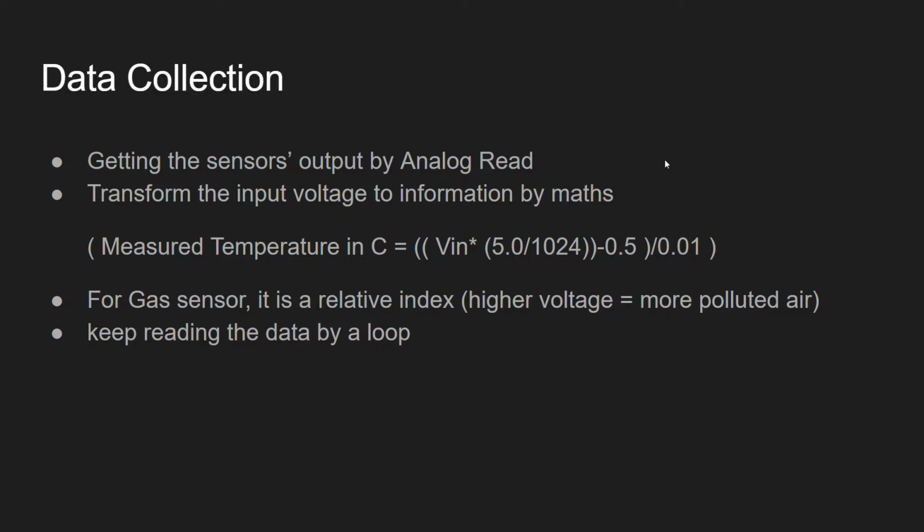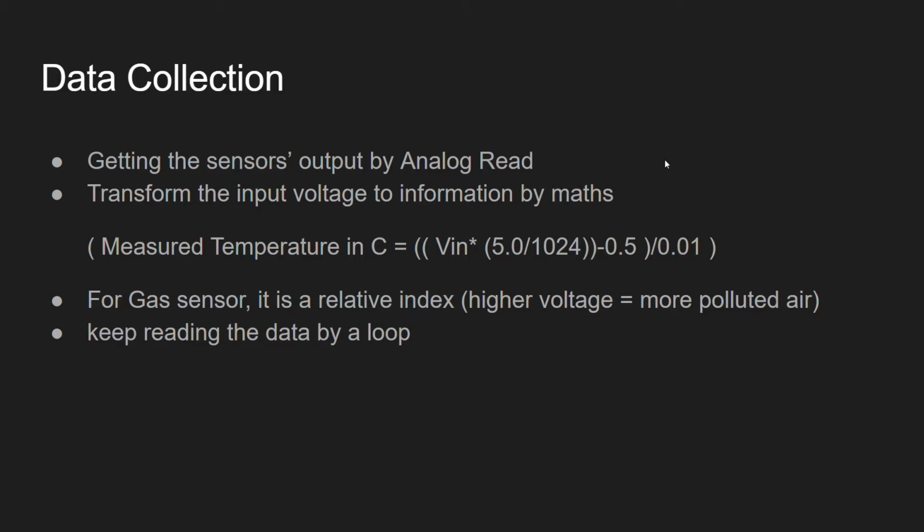For the data collection, it is about how we read the data from the sensor. The Arduino would get the data by the analog read function, which gives the analog voltage according to different voltage outputted by the sensor. Then we have to transform the voltage into meaningful information. For example, for the temperature sensor, we could get the temperature in Celsius by the following equation. We multiply the voltage by 5 divided by 1024 and then minus 0.5 divided by 0.01.